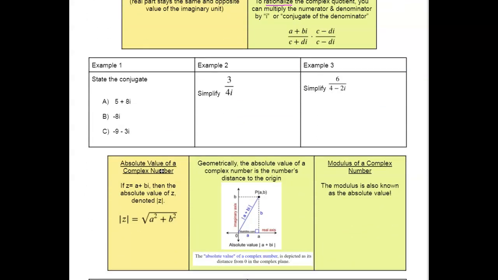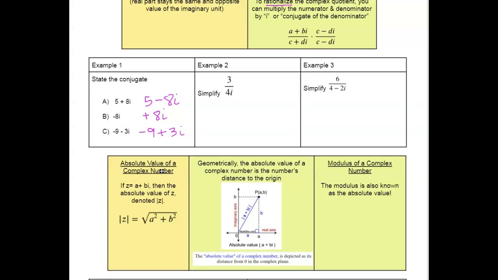Okay, so I'll show you how to do that. So on example 1, we're just going to state the conjugate. So remember, the real part stays the same, and you take the opposite of the imaginary part. That's it. B, there is no real part, so the opposite of the imaginary part, and you don't have to put the plus there, I just wanted to emphasize it. And C, keep the real part the same, and take the opposite of the imaginary part.